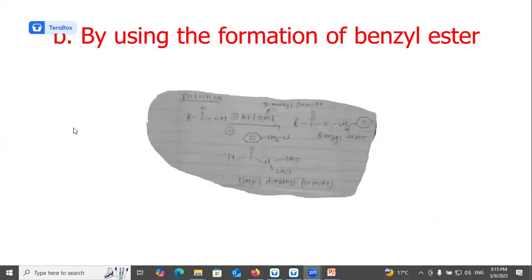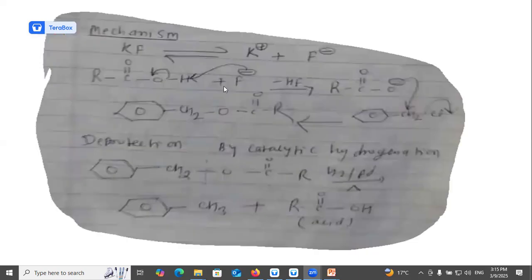By using the formation of benzyl ester protection, the acid is treated with potassium fluoride or dimethylformamide, and benzyl chloride will get benzyl ester. Mechanism: first of all, the potassium fluoride dissociates into potassium plus and fluoride ion, and this fluoride ion abstracts the hydrogen of the acid, and this negatively charged oxygen attacks the benzyl chloride and forms the benzyl ester.